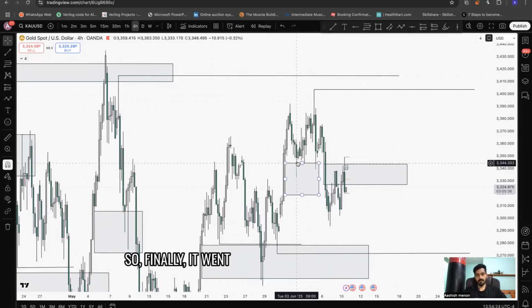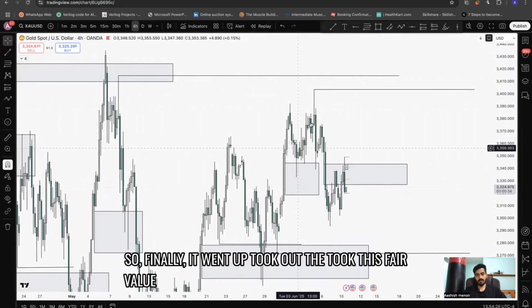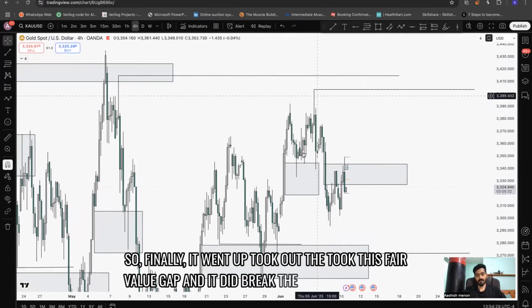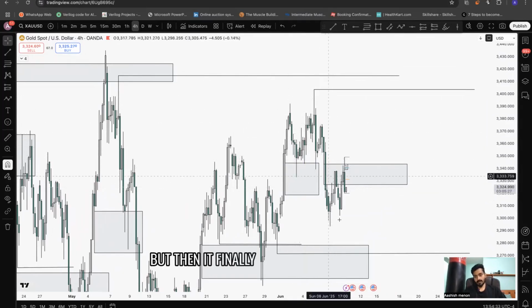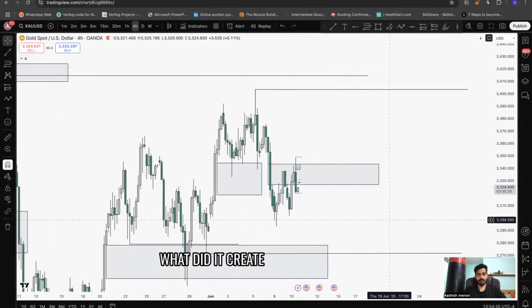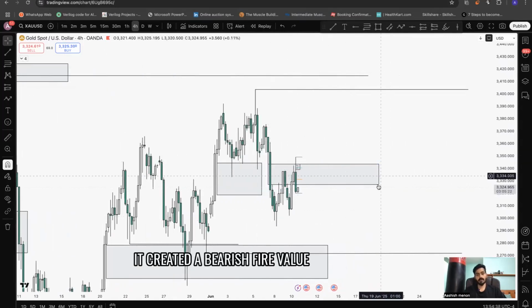So finally it went up, took this fair value gap, and it did break the market structure. So this was a valid fair value gap. It's mitigated as of now. But then it finally broke that fair value gap. What did it create on the way down? It created a bearish fair value gap right now.